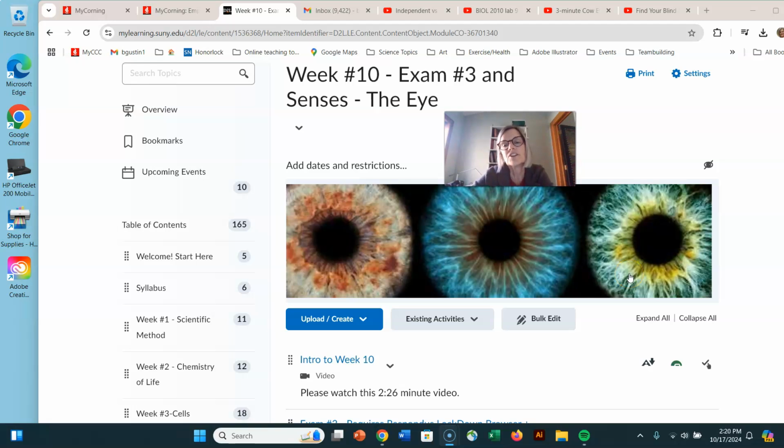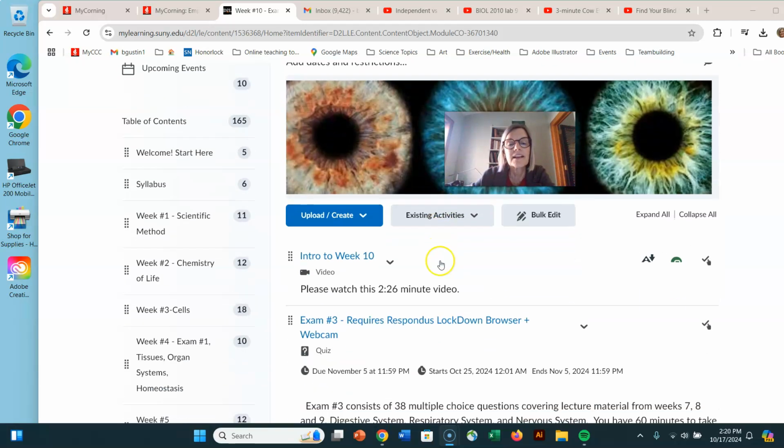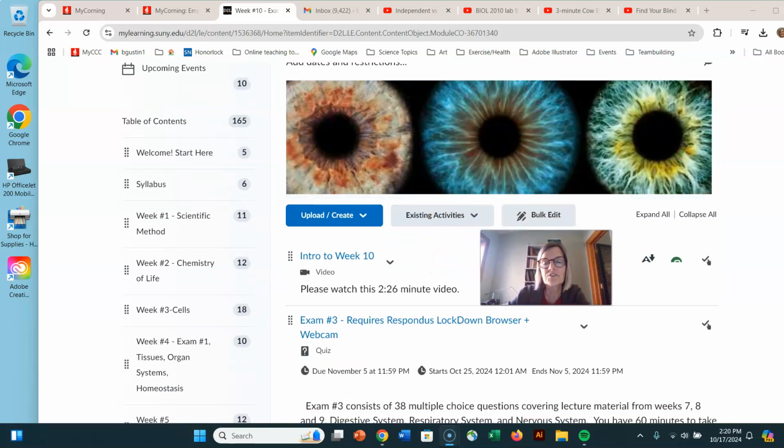You're in human biology, and we're in week 10. This week, we're going to be taking exam number 3, and we're also going to do some lecture and lab material on the eye. I think this is a really cool picture of some irises, some photographs of the colored portion of your eye with the pupil in the middle. So hopefully you'll get an appreciation for some of that.